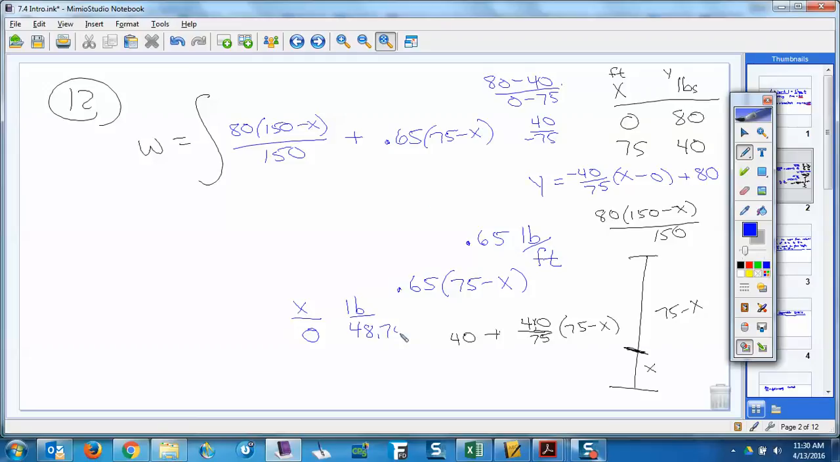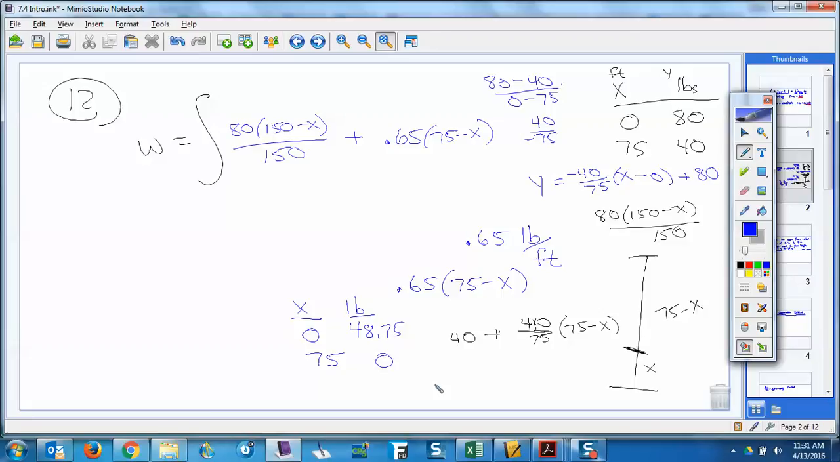48.75. And when we get down to 75, when we've lifted all 75 feet of rope, what's the rope weigh? 0. Okay, so when they give it to you, it can be given either way. The problem we started with yesterday said the rope weighed 1.6 pounds, and then there was 20 feet of it, so we had to take 1.6 divided by 20 to get the pounds per foot when we did it this way.